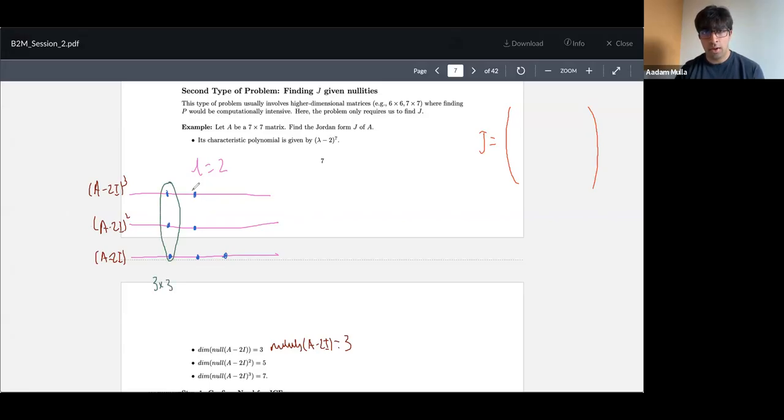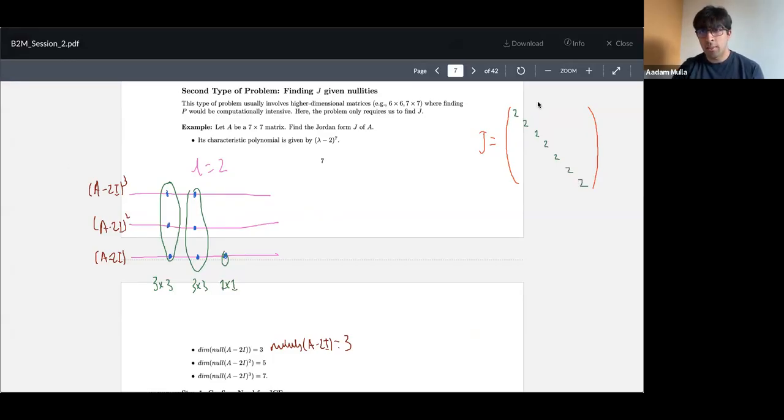A 3 by 3 Jordan block and a 1 by 1 Jordan block, all with lambda equals 2 in this case. So let's do that. Let's do a 3 by 3 Jordan block. So let's first put 7 2s along the diagonal: 4, 5, 6, 7. Okay. First Jordan block 3 by 3.